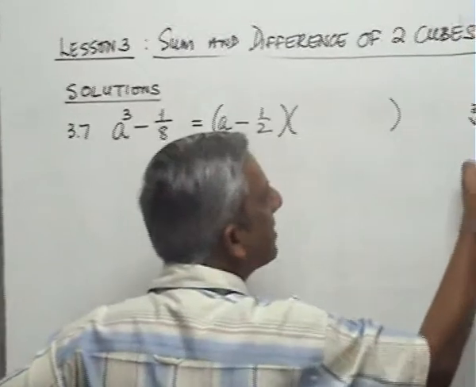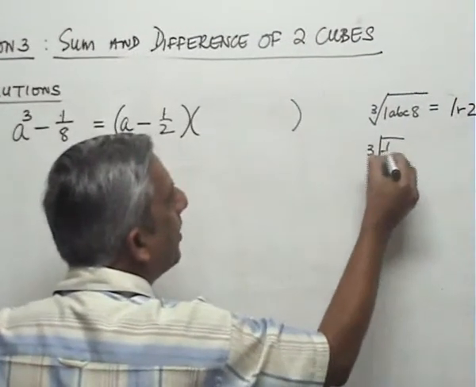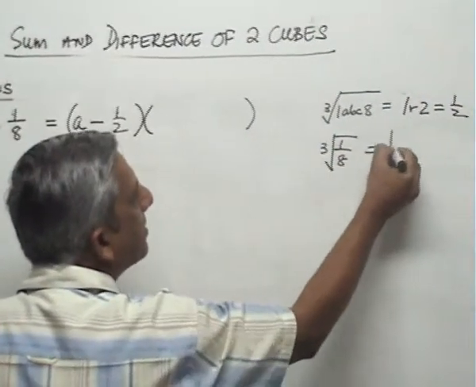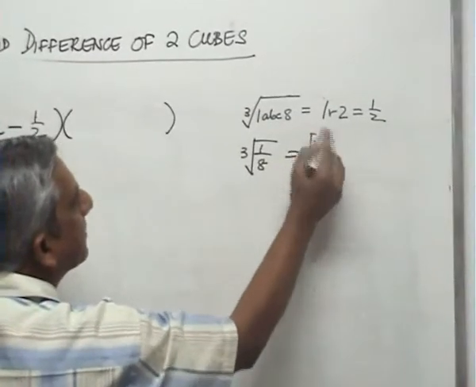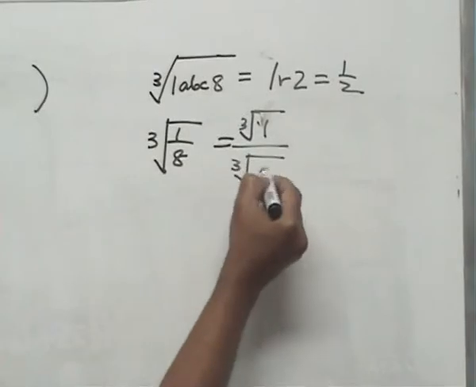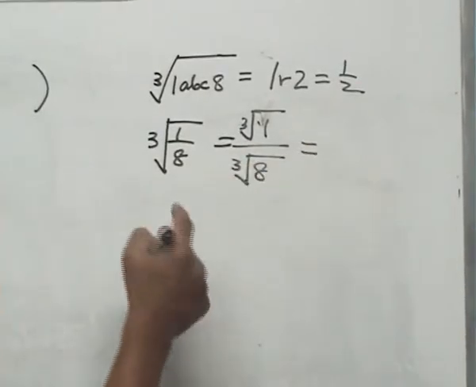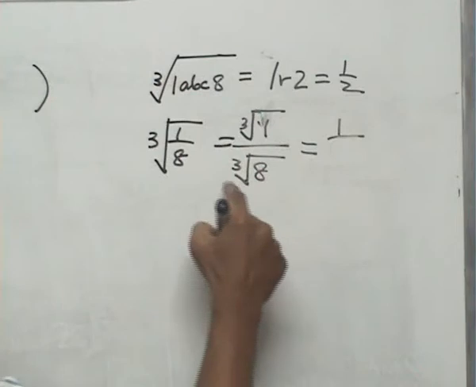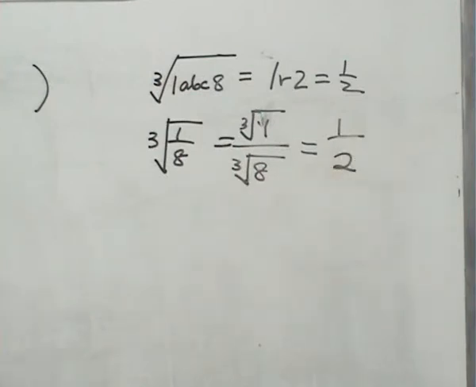Right? Another way to get the answer is like this. Cube root of 1 over 8 is really the cube root of 1 over the cube root of 8. That's another way to get the answer. So what's the cube root of 1? 1. What's the cube root of 8? 2. So that's another way in case you don't have a calculator.